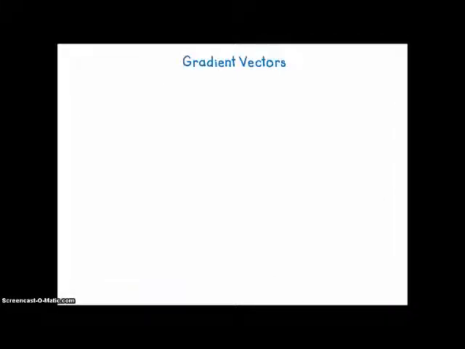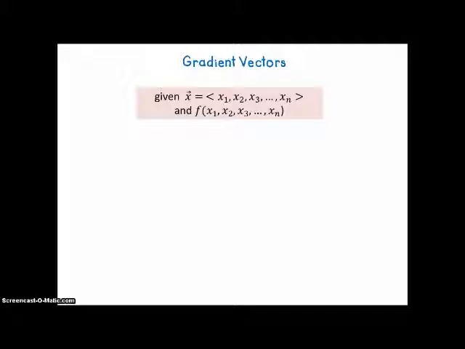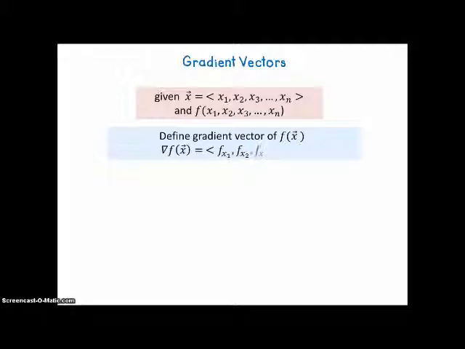So more on gradient vectors, let's look at some notation. Given a vector x with components x1, x2, and so on, as many variables as we want, and a function of those n variables. Don't panic, because we'll mostly be looking at functions of 2 and 3 variables, but theoretically, we could have as many variables as we wanted. Define the gradient vector of f of x to be the partial derivatives of each of the n independent variables.